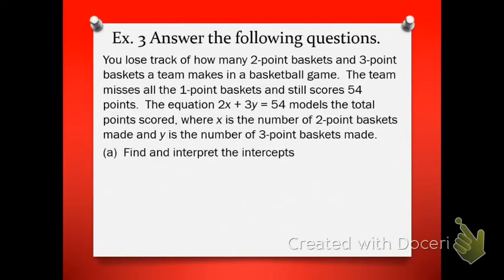Now, the last thing I have for today is a word problem. It says, answer the following questions. You lose track of how many 2-point baskets and 3-point baskets a team makes in a basketball game. The team misses all the 1-point baskets, and they still score 54 points. The equation 2x plus 3y equals 54 models the total points scored, where x is the number of 2-point baskets made, and y is the number of 3-point baskets made. They want us to find and interpret the intercepts.